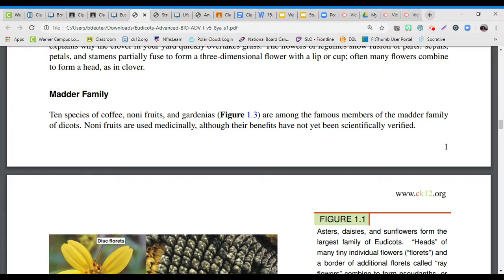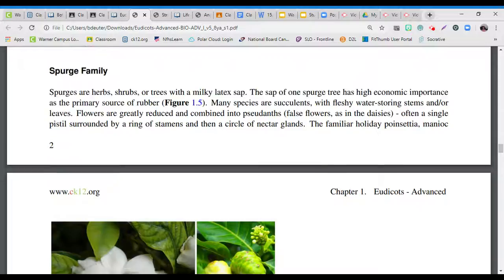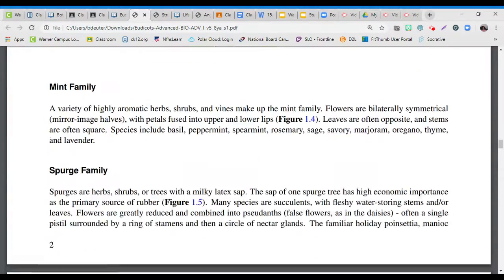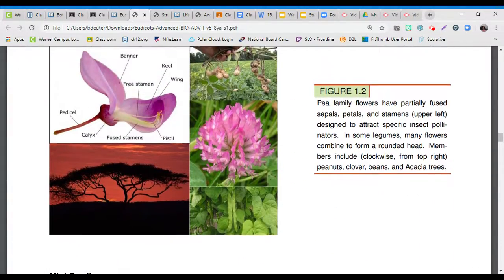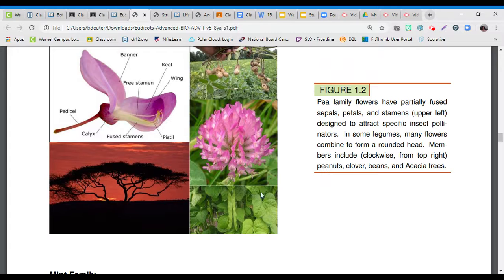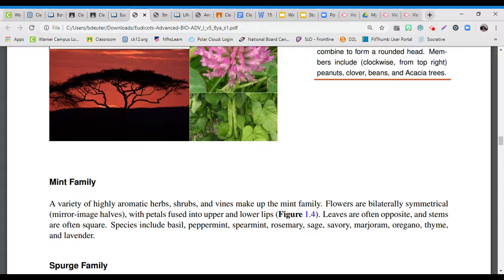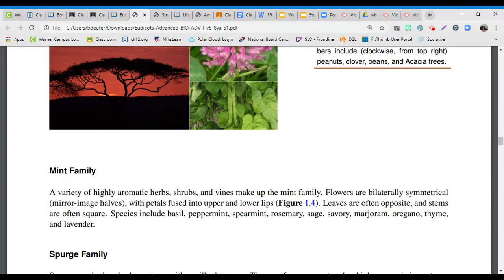Our madder family is the other one. This is about 10 species, and coffee is a really common one for these. Their fruits are usually medicinal, which means they have some type of benefit if you take them. So let's look at their family right here. Oh, they're down a little bit further. And so we have our beans right here.